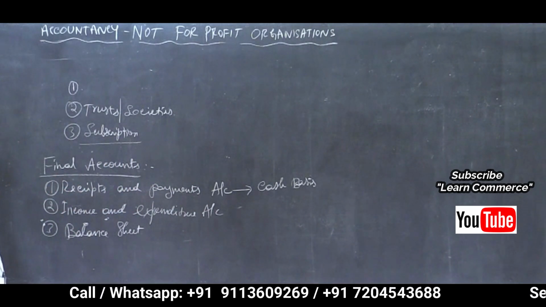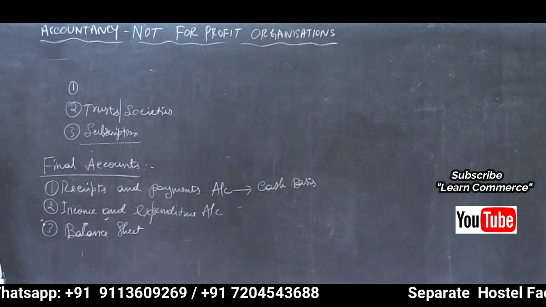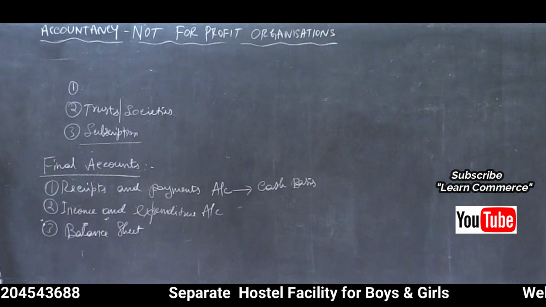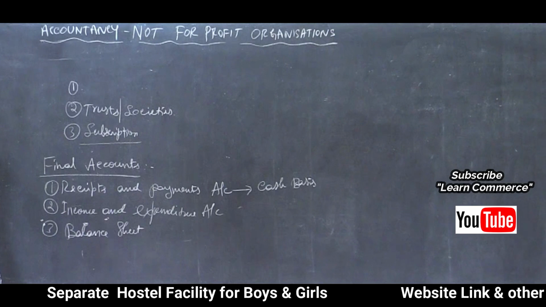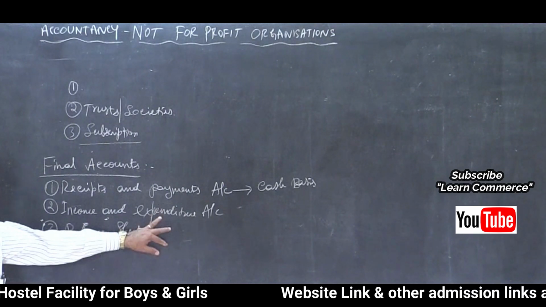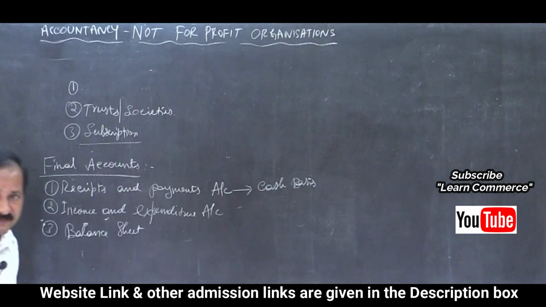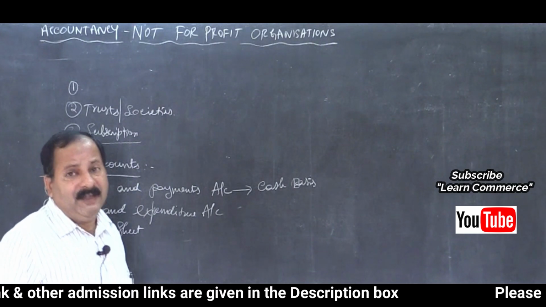What do you mean by accrual basis? Accrual basis means we are concerned about which year it belongs to, current year or not. If it is yes, we will include it. On accrual basis, we will include it even if it is not realized or even if it is not paid.